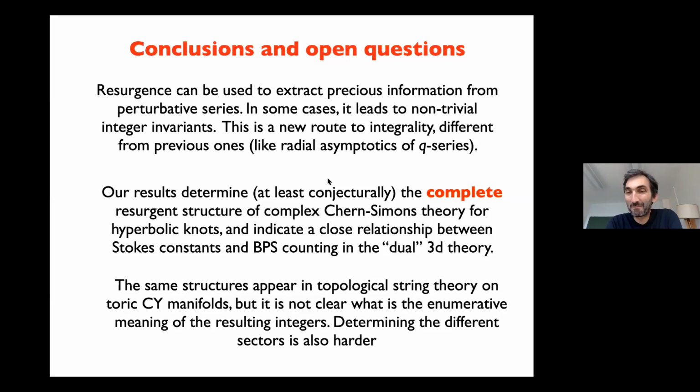Now, in the case of complex Chern-Simons theory, we have been able to understand, at least conjecturally, this resurgent structure in the case of complements of hyperbolic knots. And what we see is a relationship between the Stokes constants, which are integers, and this BPS counting in this dual 3D theory. And the same structures turn out to appear in topological string theory, but here already the classical sectors are not completely clear. In the case of complex Chern-Simons theory, the classical sectors are just complex flat connections. But in the case of topological strings, we don't even know what these additional sectors are. In the example I showed you, it looks like these two sectors are very similar, but in general, we don't know what additional sectors in string theory are giving you all these series. Okay?